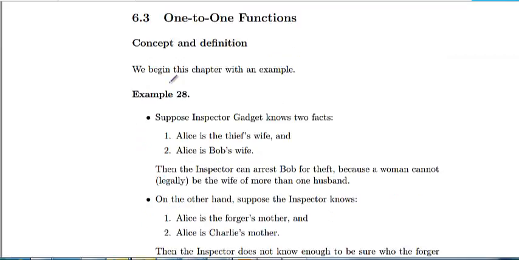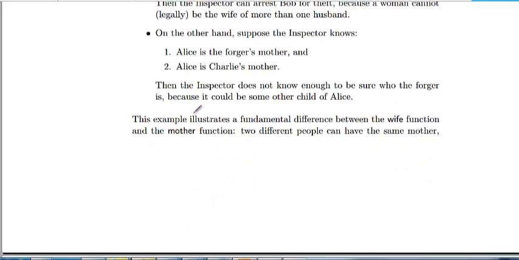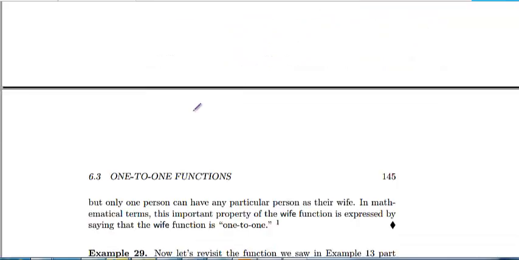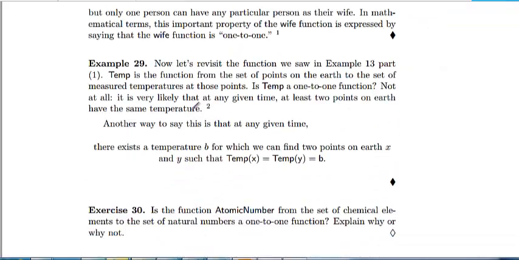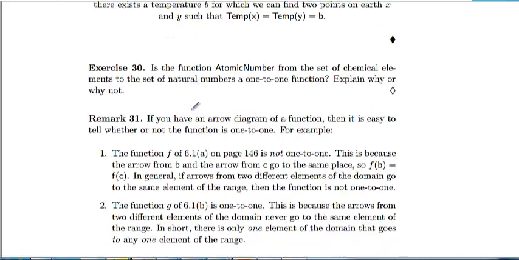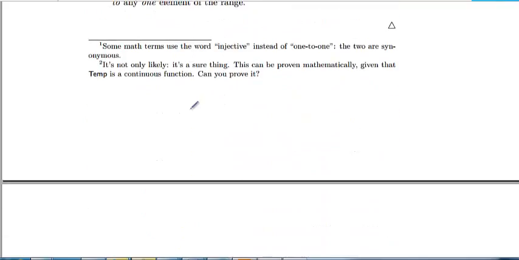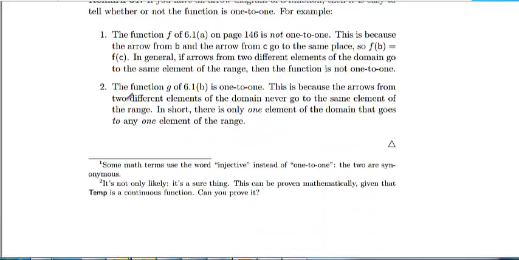All right, so now we get into various types of functions. One-to-one function. There are some various examples here. It's easy to characterize a one-to-one function in terms of an arrow diagram. One-to-one is also called injective.